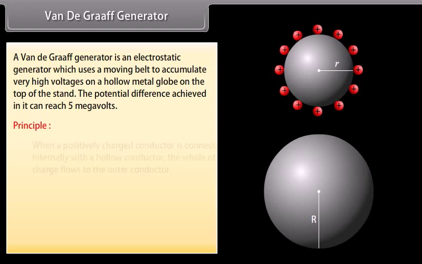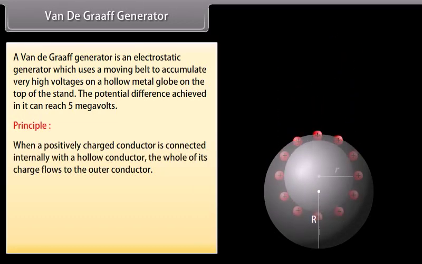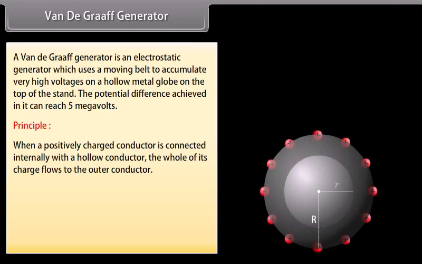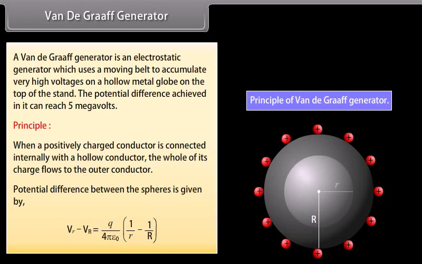Principle. When a positively charged conductor is connected internally with a hollow conductor, the whole of its charge flows to the outer conductor. The potential difference between the spheres is given by V(R1) minus V(R2) is equal to Q upon 4 pi epsilon naught multiplied by 1 by R1 minus 1 by R2.